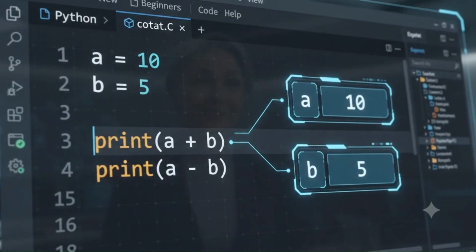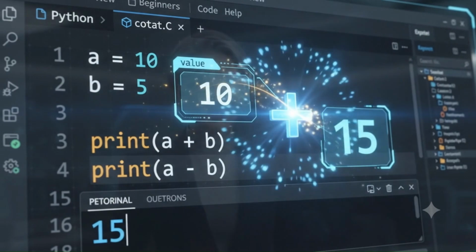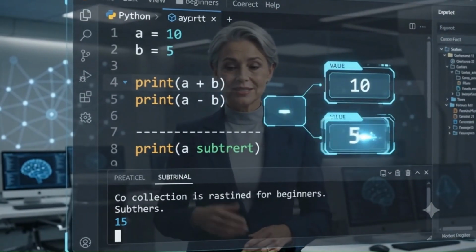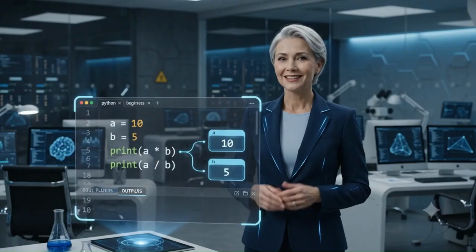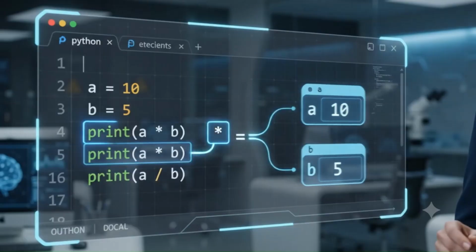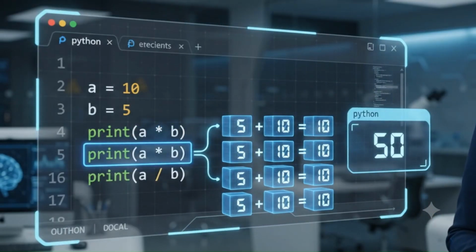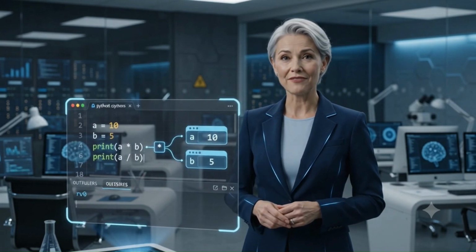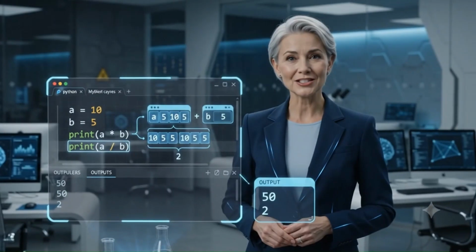Let's learn Python operators. We have variables a and b. Adding them gives 15. Now let's try subtraction. 10 minus 5 is 5. We multiply 10 by 5 to get 50. Now, let's look at division. 10 divided by 5 gives us 2. Great job mastering these basics.